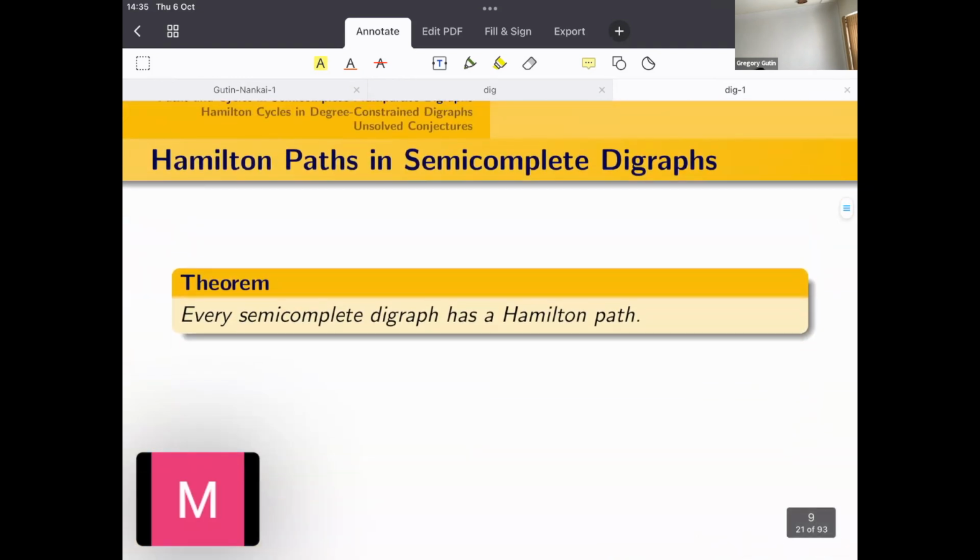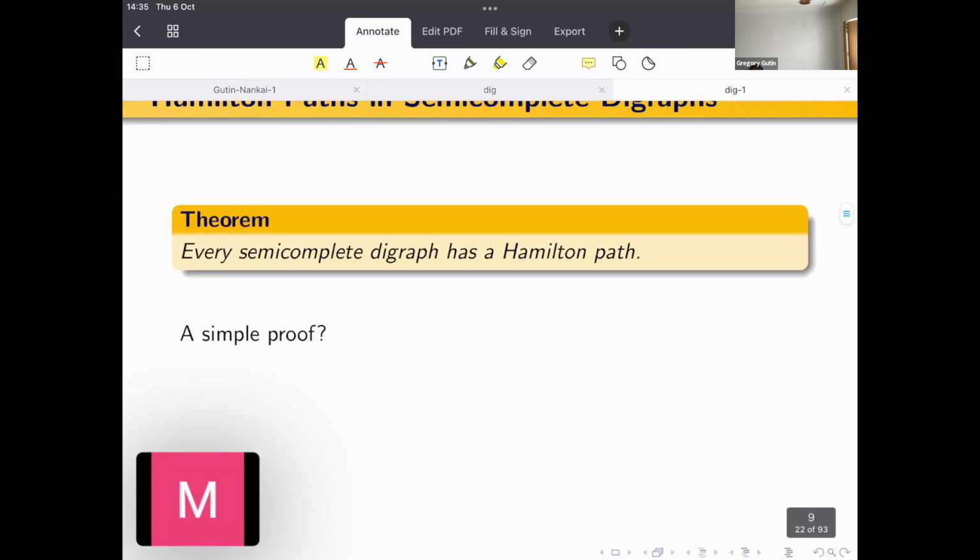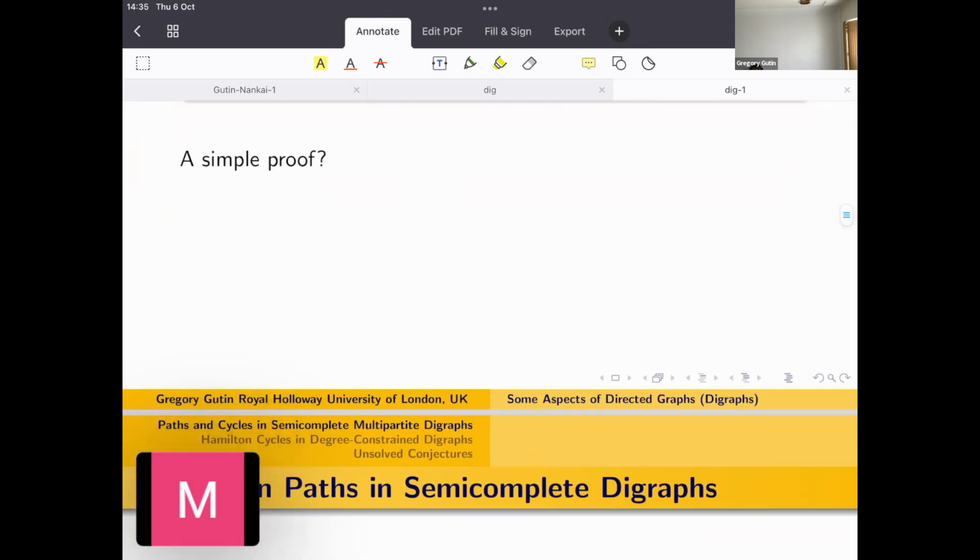Now let's move on to semi-complete digraphs. So I remind you that a semi-complete digraph has an arc between every pair of vertices and possibly two arcs in opposite directions. Now every semi-complete digraph has a Hamilton path. That's practically obvious. So why is it obvious? What is a simple proof here? Well, a simple proof is simply reduction to Rédei's theorem. If there are arcs in the opposite direction, for every such pair just remove one of those arcs and you get in the end a tournament, apply Rédei's theorem, and you have a Hamilton path, right? So you don't need to prove it separately.